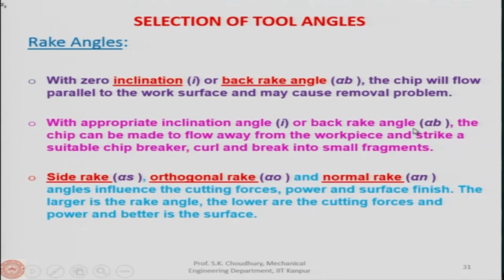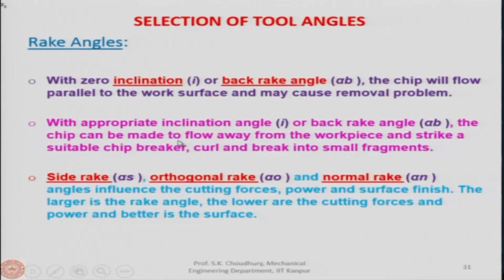Right now we are talking qualitatively, not quantitatively. How much value, that we will discuss later. Right now we are saying that there should be some angle, because if the inclination angle is 0, it will cause a problem with the chip flow. In that case, the chip can be made to flow away from the workpiece and strike a suitable chip breaker, curl and break into small fragments. That is when you have some value of the inclination angle and some value of alpha b.